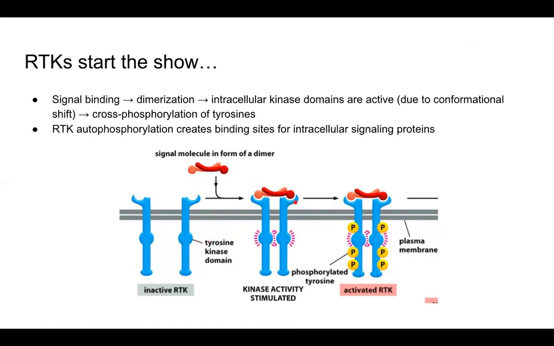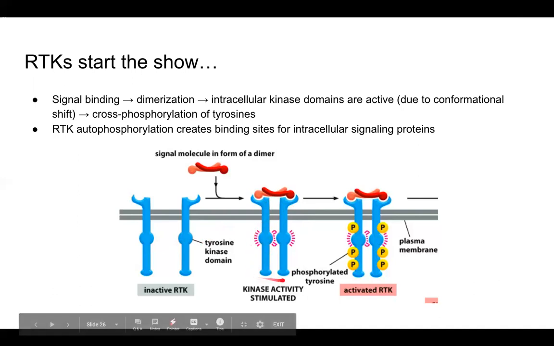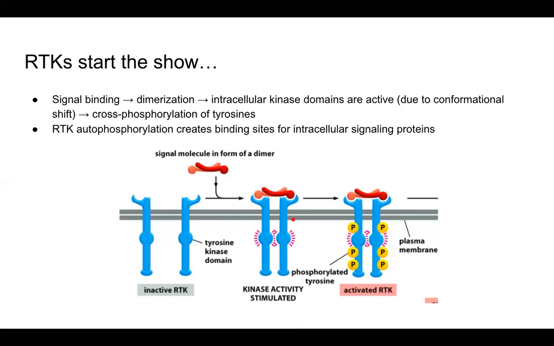And once the dimerization occurs, this will cause the intracellular kinase domains to become active. This is because when they're in close proximity to each other and bound to the signaling molecule, binding to the RTK causes a conformational shift, or in other words, a shape-shifting change within the intracellular portion of the RTK. That's what causes the intracellular kinase domains of the RTK to become active.